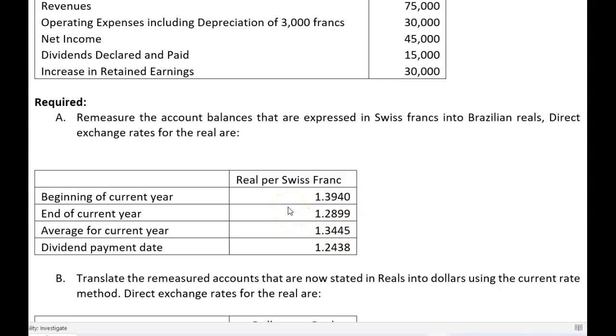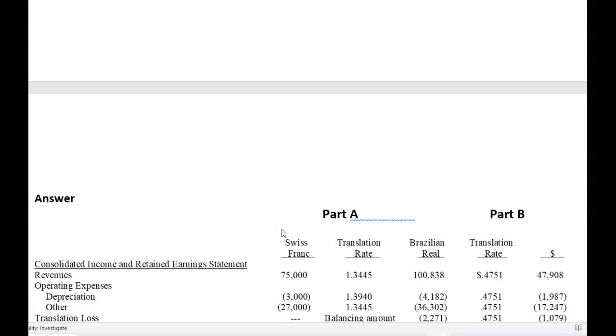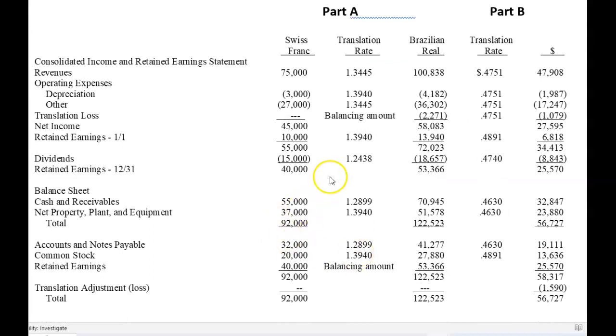And so we're going to work with remeasuring the account balances and then, as I mentioned, translating them. Okay, and here are the dollars per real. So first we use this to get Swiss francs into reals, and then we take these amounts and translate the reals into the US dollars. Okay, so what that looks like, they've run both of these together. You can do them separately as well.